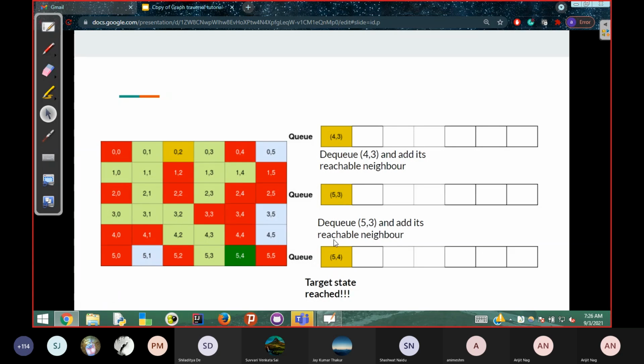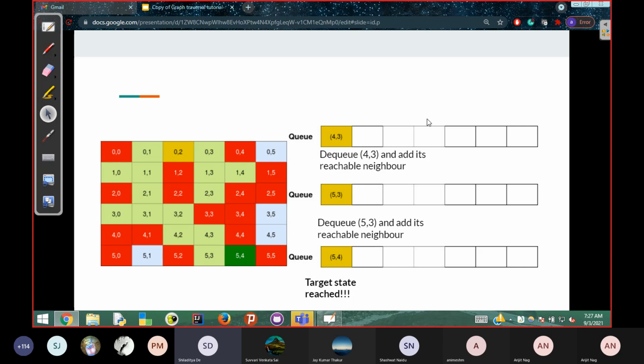So if, in the process, you find your target state in the queue, at the front of the queue or anywhere in the queue, you can say that the target state is reachable from the start state. So this is the BFS part. Is it okay? Are there any questions about the BFS part?